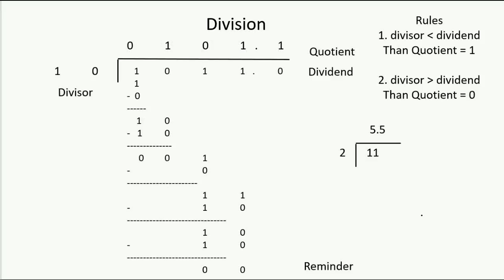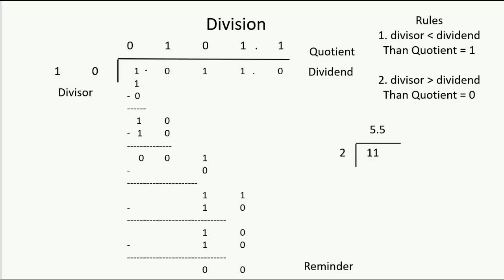Now what happens if your number creates a fractional part? Let's take an example. If we have the dividend 11, and it is divided by 2, our expected final answer is 5.5. But how can we justify that with binary numbers? Let's consider that 11 is 1011 in binary, which is divided by the number 2, which is 10.